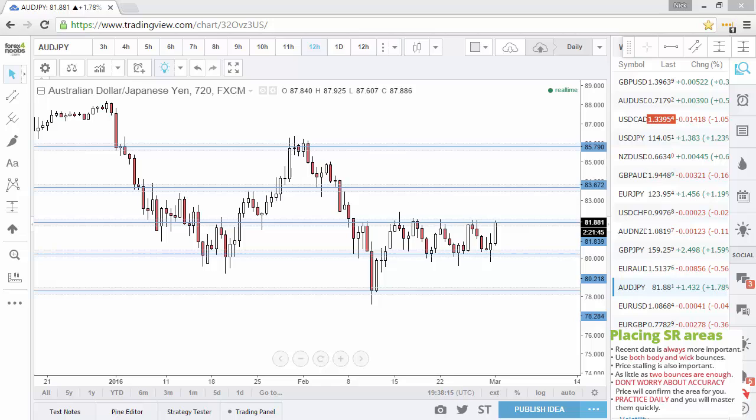How reliable is support resistance during major news events? I do not trade during major news events. I generally find that price, when it stalls from a major news movement, it'll stall on top of a support resistance area. That's something that happens quite often.